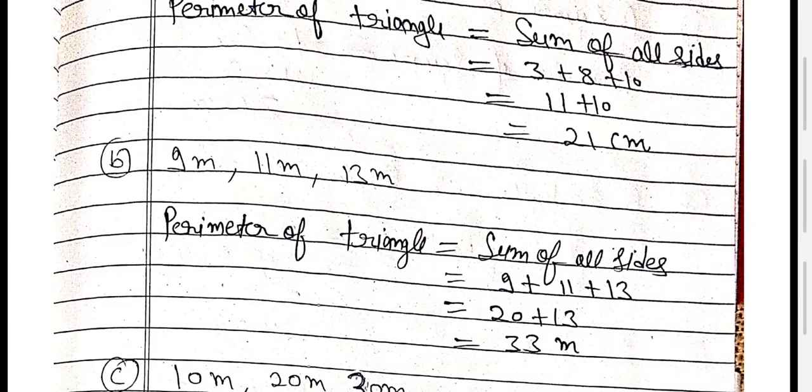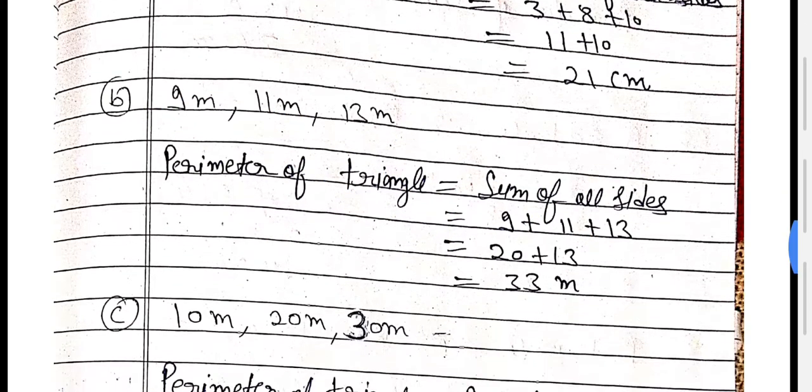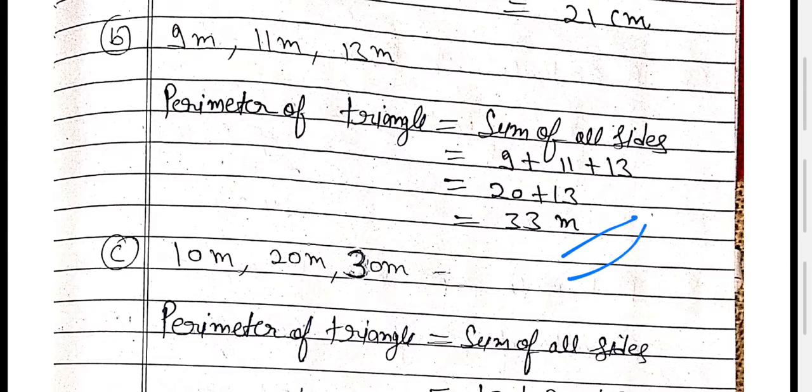Now come on to B part. Sides are 9, 11, 13. So what is the perimeter of the triangle? Sum of all sides. You have to add 9 plus 11 plus 13. 9 plus 11 becomes 20, plus 13 becomes 33. So your answer is 33 meter.